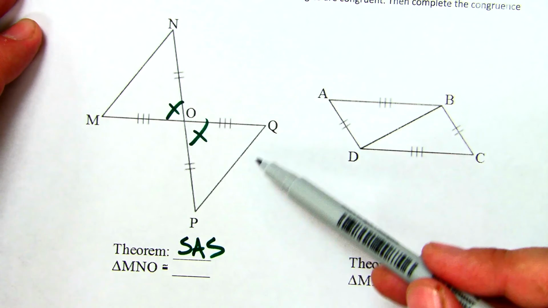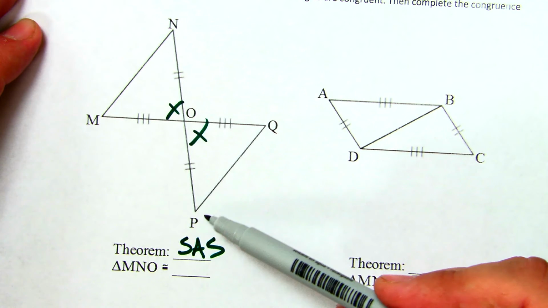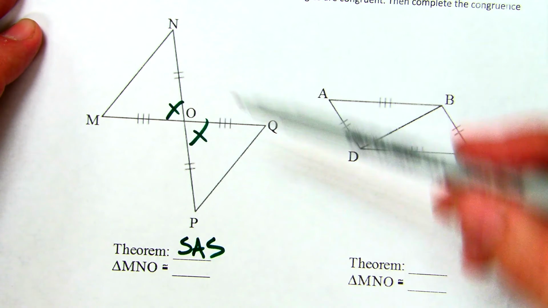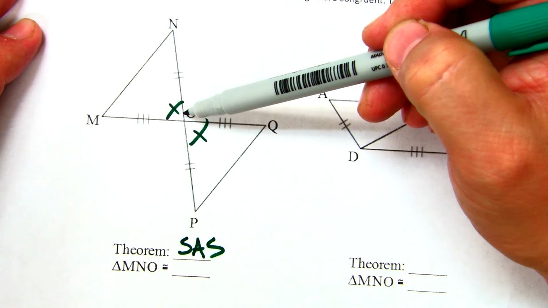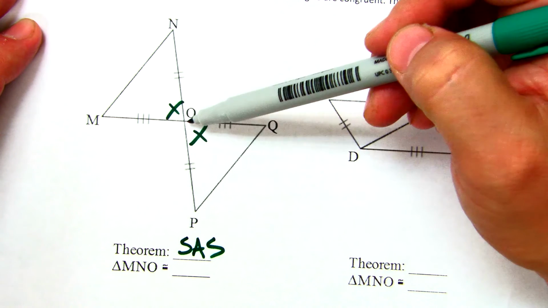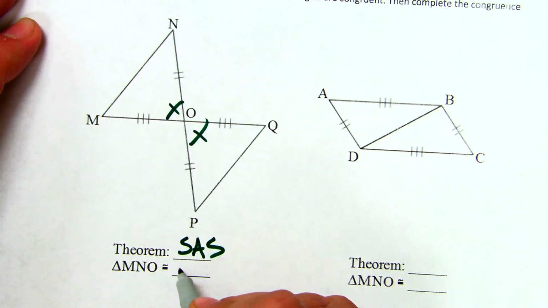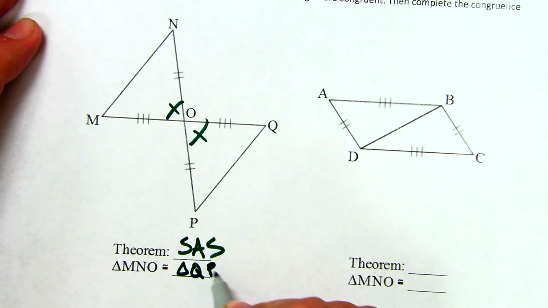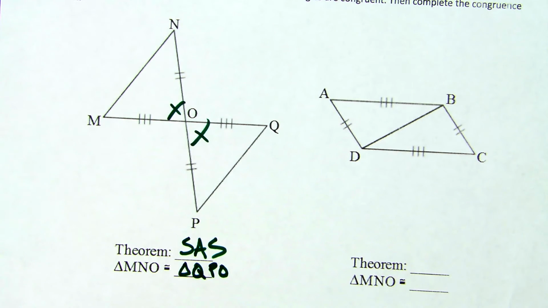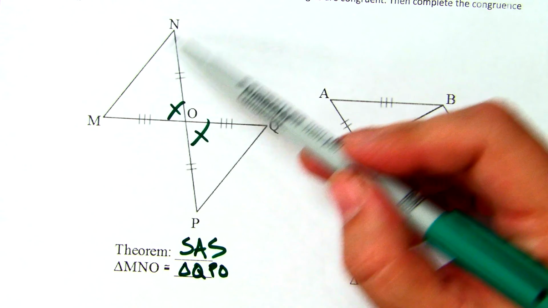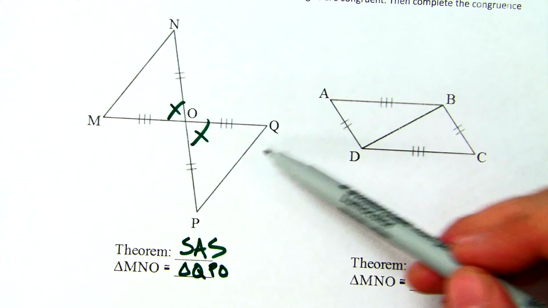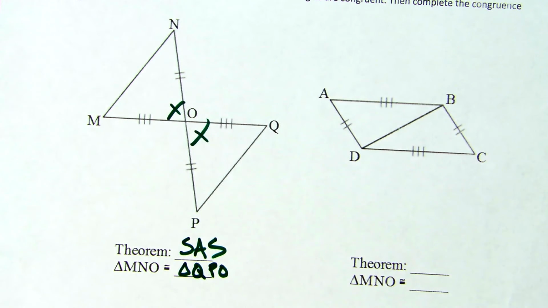MN is congruent to QP. It's also congruent to PQ. Which way do you write it? Well, NO is going to go with PO. So your triangle over here is going to be QPO. That might be more confusing having explained it than if you just looked at it, but you can see the same thing. You're going to go MNO is going to be the same as QPO.